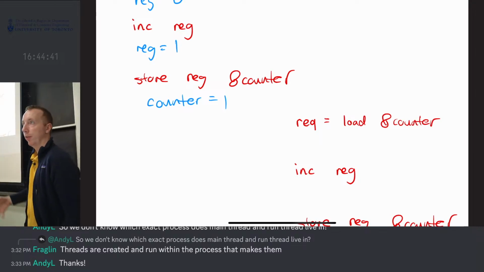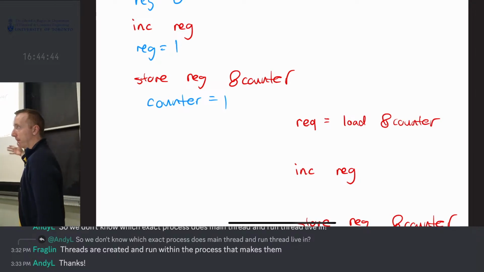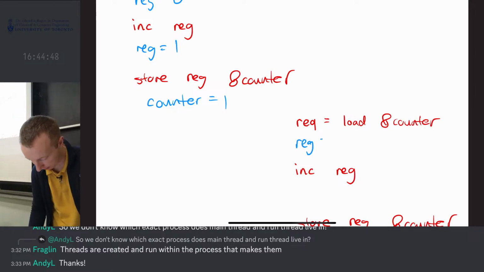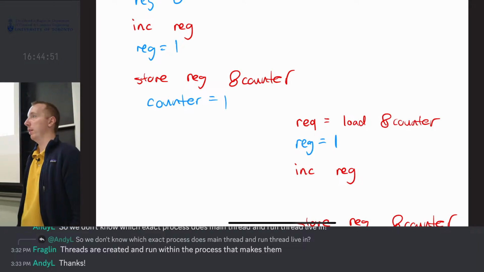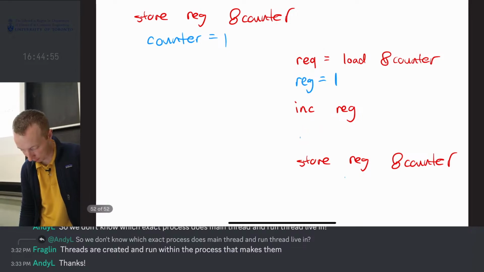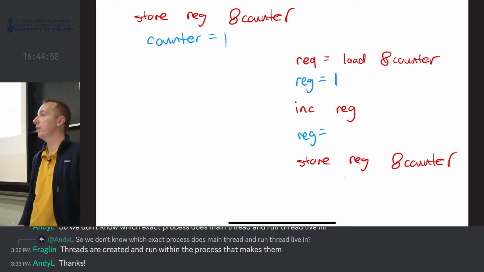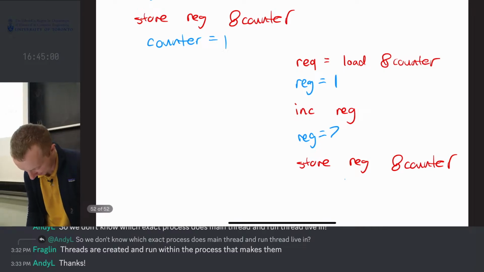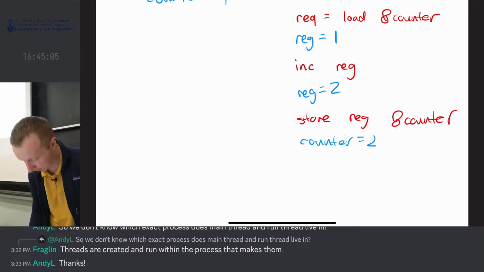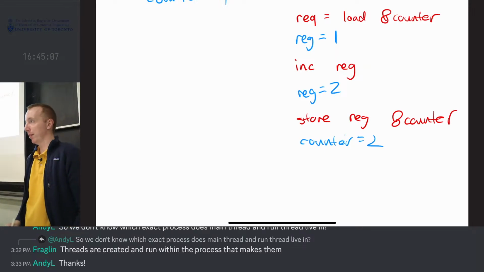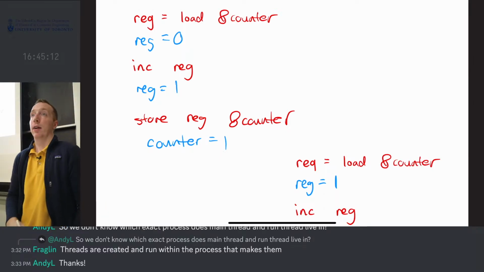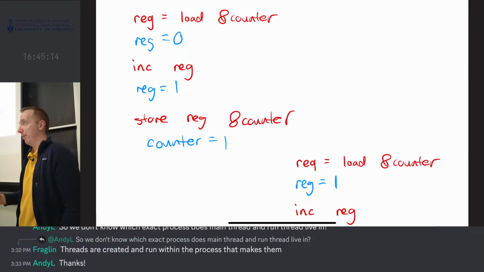It's a global, so it will be available in the other thread. So if the other thread goes ahead and reads that memory location, it would read the value 1 into its register. It would increment it, so what should the value of the register be now? 2, hopefully. And then it would store it, so it would update that counter variable equal to 2. Yep, right.